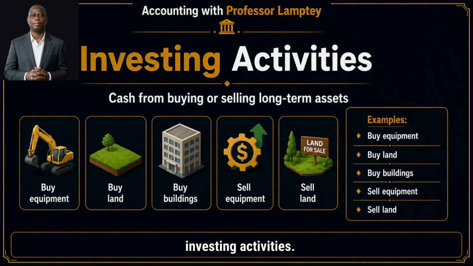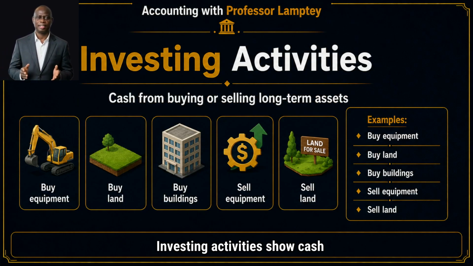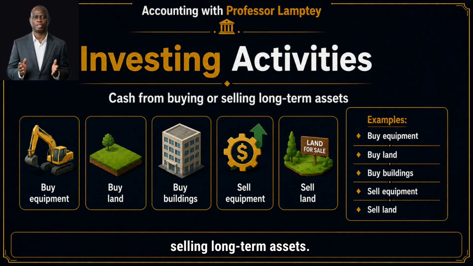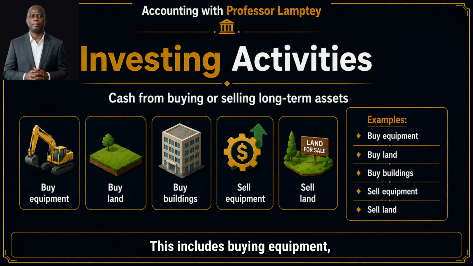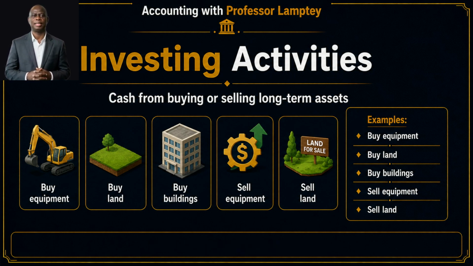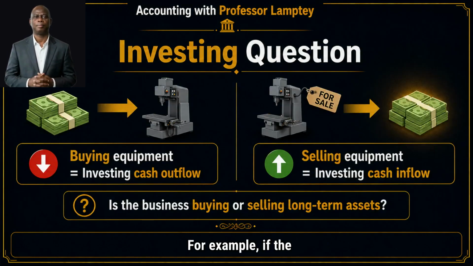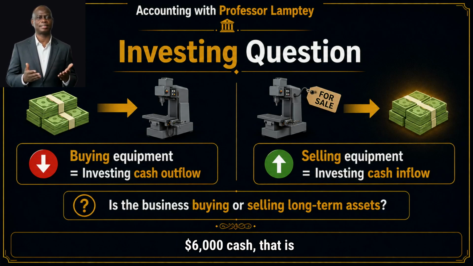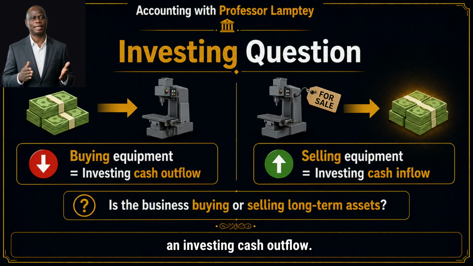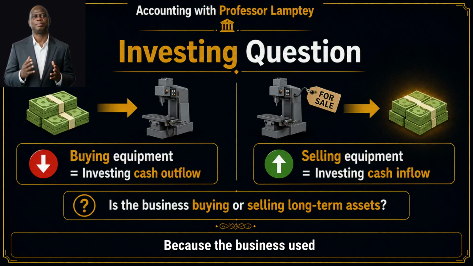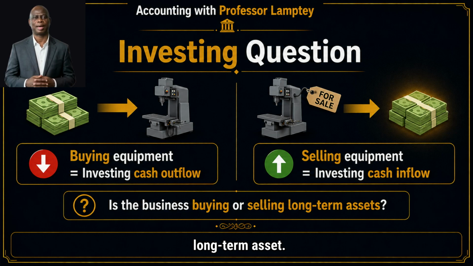The second section is investing activities. Investing activities show cash flows from buying and selling long-term assets. This includes buying equipment, buying land, buying buildings, selling equipment, selling land, or selling other long-term investments. For example, if the business buys equipment for $6,000 cash, that is an investing cash outflow. Why? Because the business used cash to acquire a long-term asset. If the business sells old equipment for cash, that would be an investing cash inflow. Investing activities answer this question. Is the business buying or selling long-term assets?